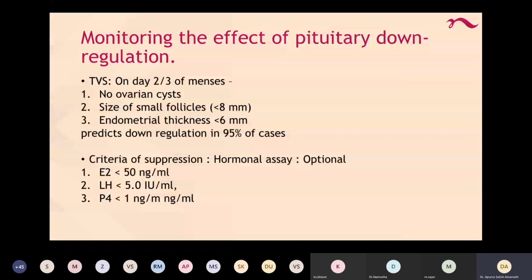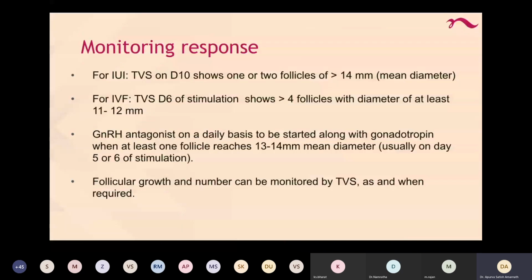Next, coming to monitoring the response, one of the important reasons ultrasound is done is for monitoring the response to stimulation. So for an IUI cycle or an ovulation induction cycle, a TVS on day 10 should ideally show 1 or 2 follicles more than 14 millimeters in size. This basically means that the dominant follicles should be established by then.